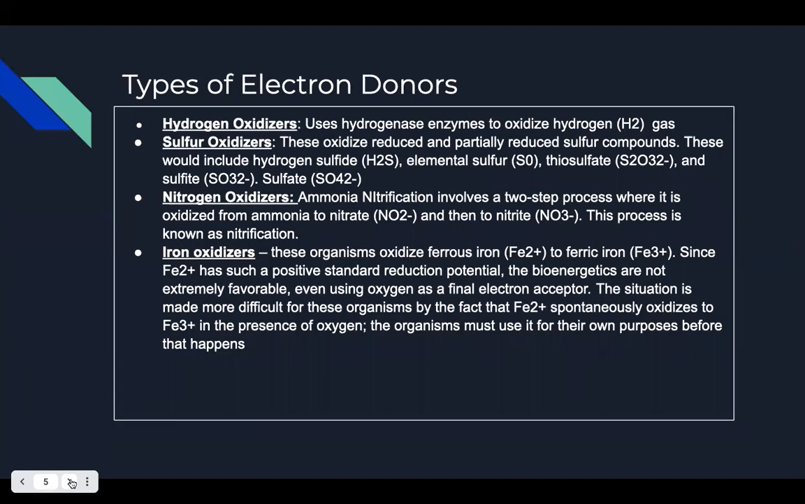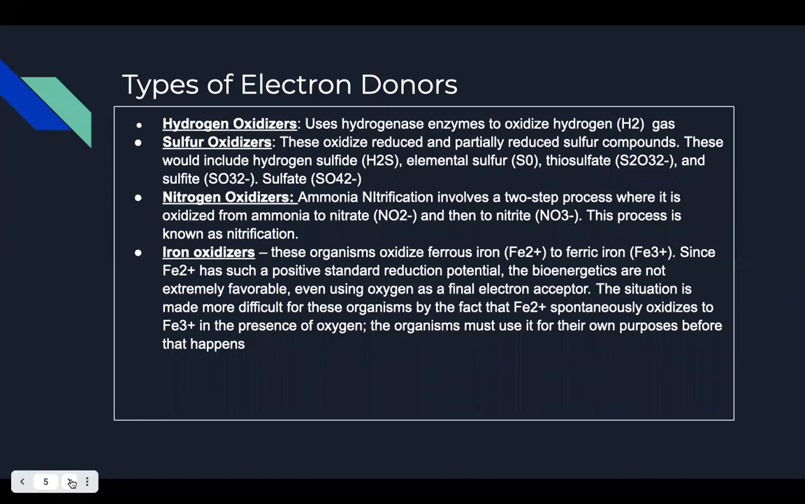There are 4 types of electron donors. The first is hydrogen oxidizers. These use hydrogenase enzymes to oxidize hydrogen gas. There are sulfur oxidizers. These oxidize reduced and partially reduced sulfur compounds. These would include hydrogen sulfide, elemental sulfur, thiosulfate, sulfite, and sulfate. Then there are nitrogen oxidizers.